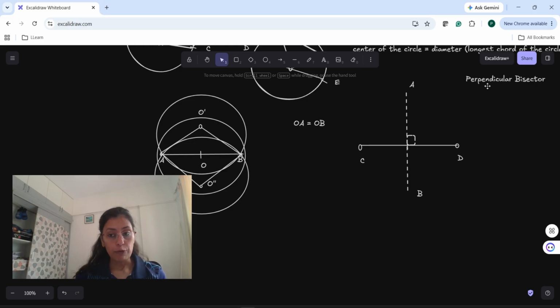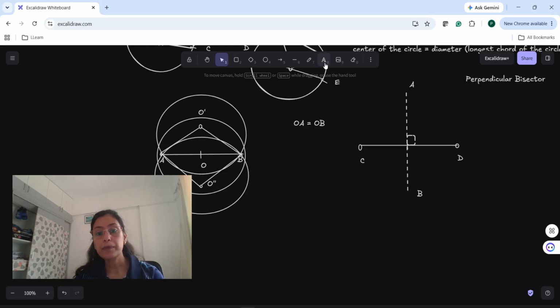It is at an angle of 90 degrees to that line, and it is dividing the line into two equal halves. So we had 2 points C and D. We joined these 2 points to make a line segment CD. We drew a perpendicular bisector AB. This perpendicular bisector is at 90 degrees and is dividing CD into two equal halves. Now, any point on this perpendicular bisector will be at an equal distance from C and D.